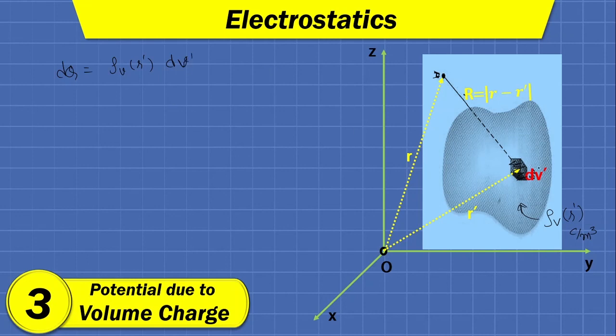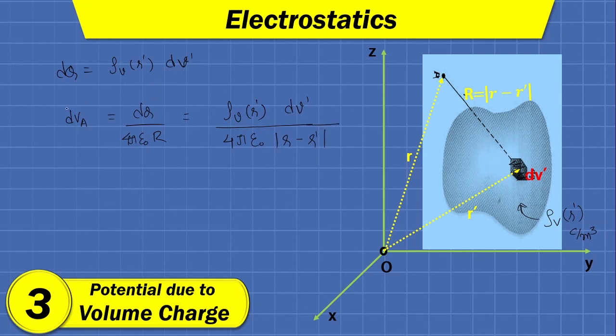In many literature, the volume element is represented by tau. So it depends on the author. There is no difference in the understanding of cases. So here dq is rho v as a function of r prime dv prime, and the differential potential at point A due to dv prime is nothing but dq upon 4 pi epsilon naught r. So we can write rho v as a function of r prime multiplied by dv prime divided by 4 pi epsilon naught. Here r is nothing but the position vector of the point of interest minus the position vector of the differential volume element.